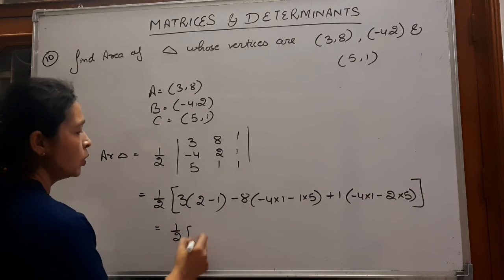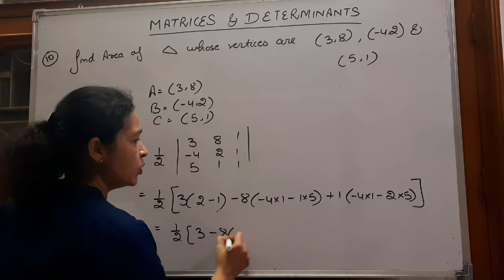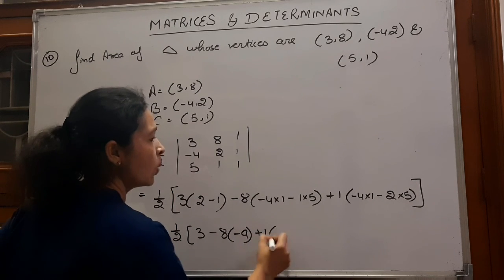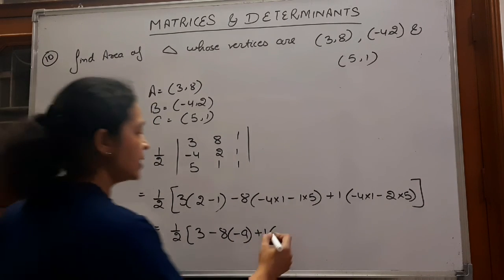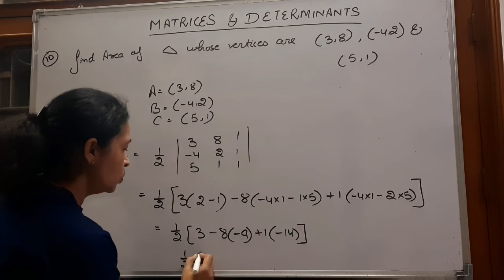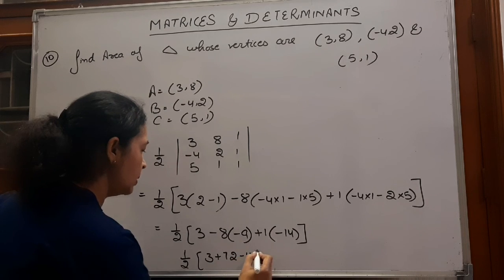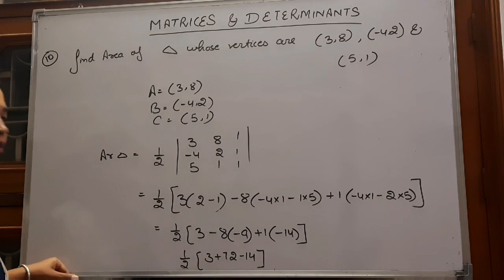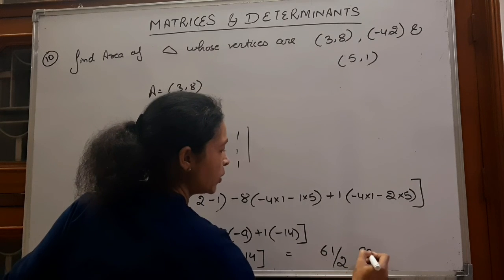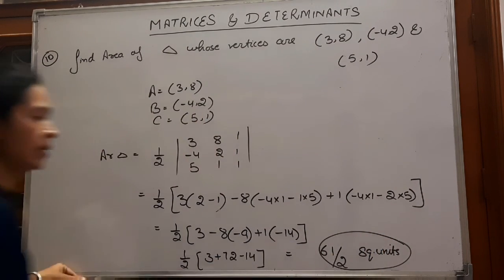We have 1 by 2. 2 minus 1 is 1, 1 into 3 is 3. -8 into -4 and -5, that is -9. Plus 1 into -4 and -10, that is -14. So we have 1 by 2 into (3 plus 72 minus 14). 75 minus 14, that is 61 by 2 square units is the area of the triangle.